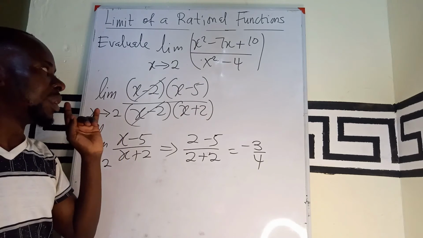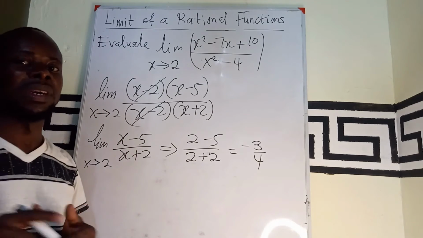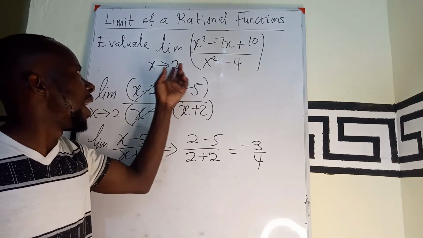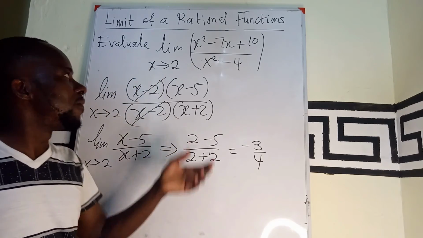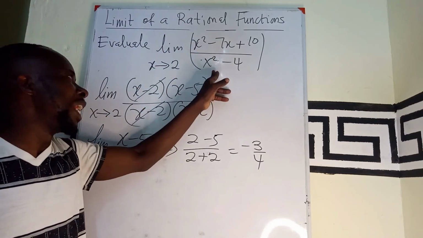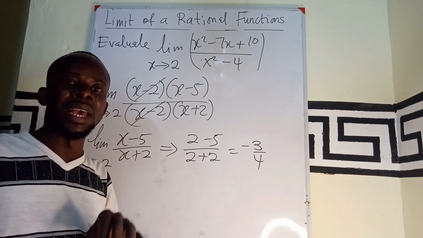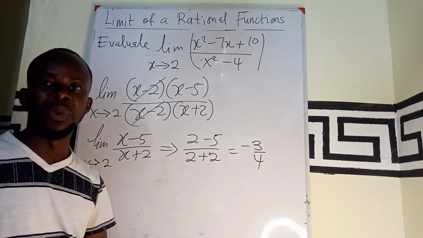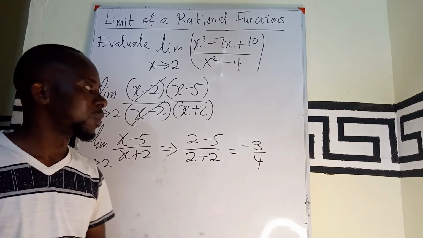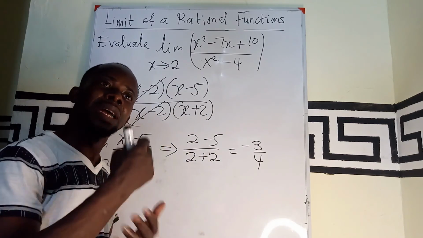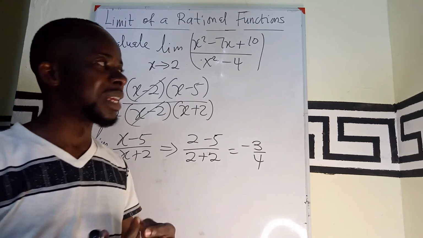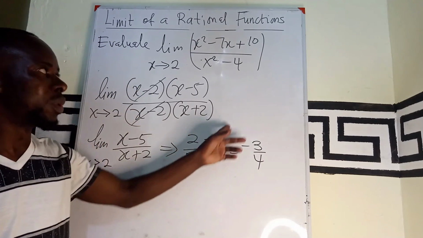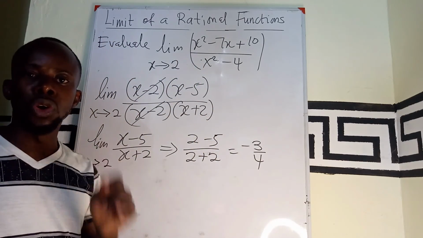Now you can see that when you see the question, you'll be tempted to just substitute the value of your x, your argument. If you substitute the argument directly and you see that your denominator is 0, then it means that there is a different way by which that question can be solved. So we have to find out whether we are going to expand or simplify, so we can get a value at our denominator not to be 0.